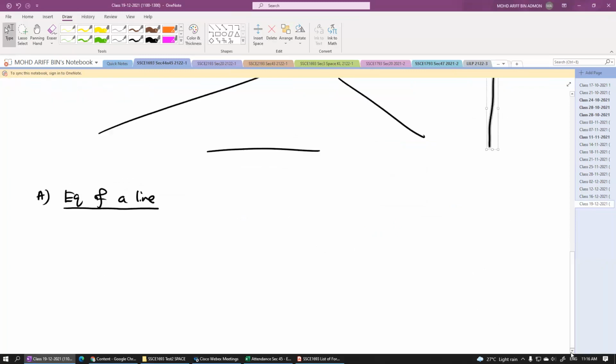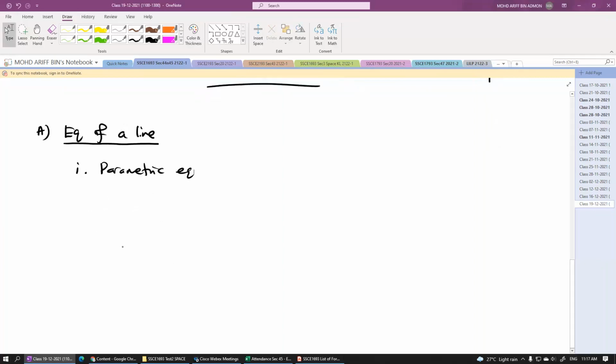And the most important thing, to find the equation of your line, is that we have two forms of the equation. The first one is the parametric equation, and the second one we call the symmetrical equation.